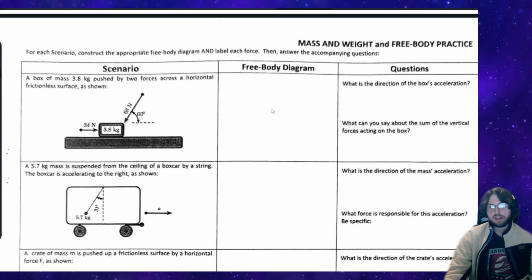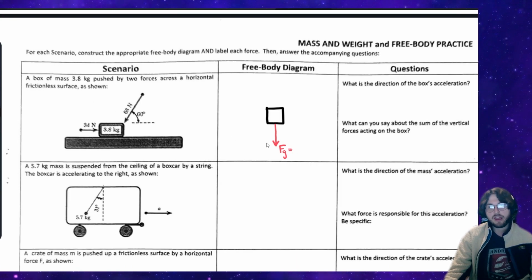All right, so here's a slightly spicier one. So in this case, we've got a box. It has a mass of 3.8 kilograms, and it's being pushed by two forces. Ooh, scary. So again, we're going to start with just a box. All right. And with that box, we've got a mass. So again, the first thing you should always draw is the force due to gravity acting downwards on this thing. Because again, it's got a mass, it's probably on a planet, so it probably has a gravitational force.